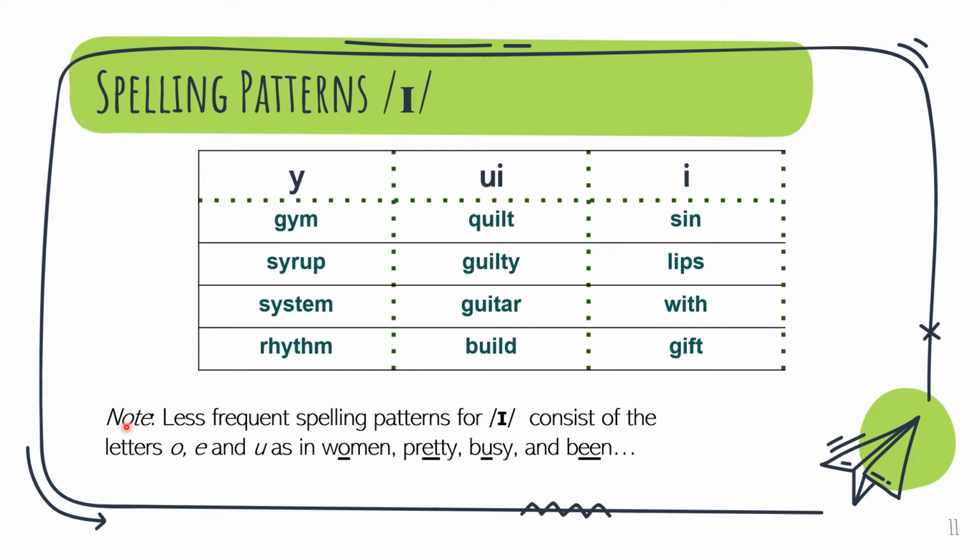Important. Less frequent spelling patterns for E consist of letters like O, E, and U, as in women, pretty, busy, and been.